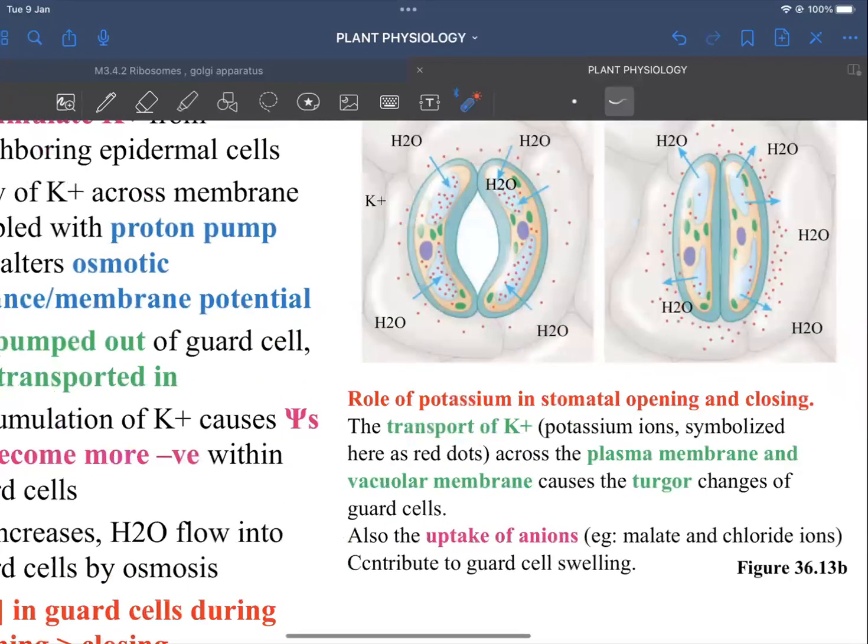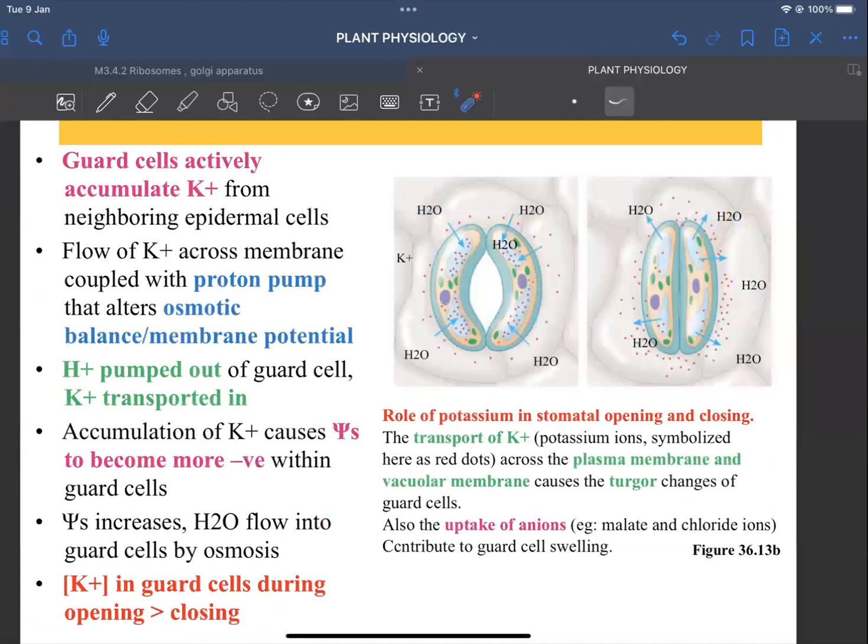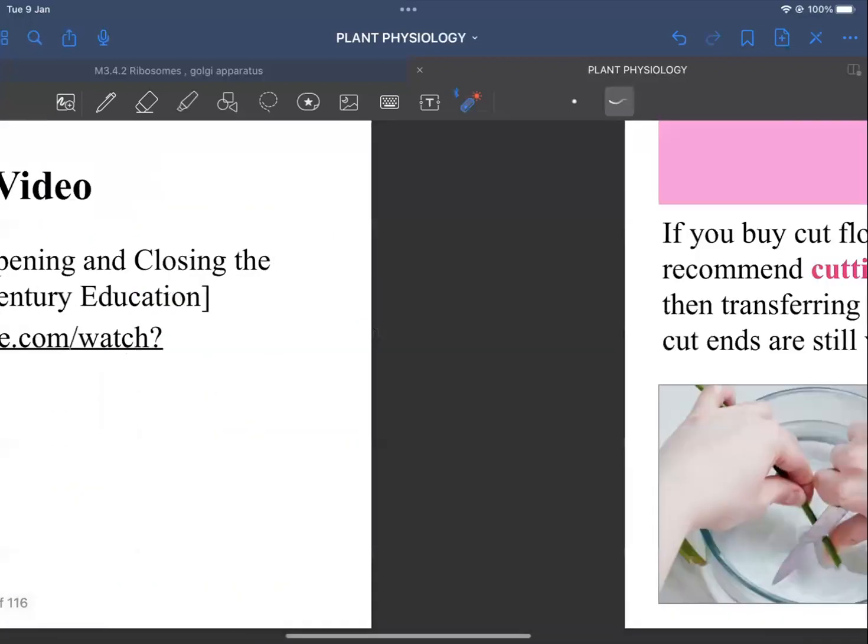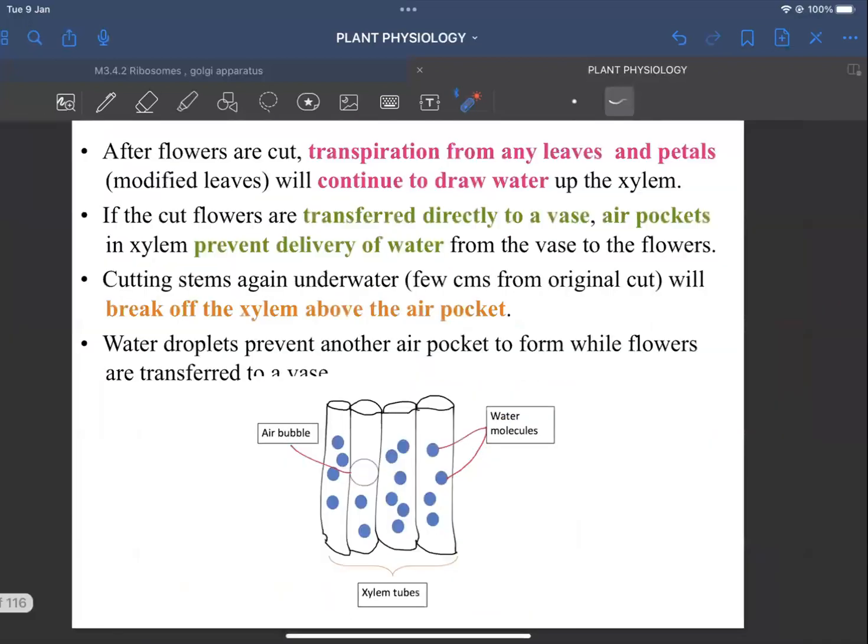So what is the role of potassium in stomatal opening and closing? The transport of potassium ions across the plasma membrane and vacuolar membrane causes the turgor changes of the guard cells, whether they are going to be turgid or flaccid. At the same time, there is also the uptake of anions, which are malate and chloride ions, which can be found in epidermal cells, and this also contributes to the guard cell swelling.